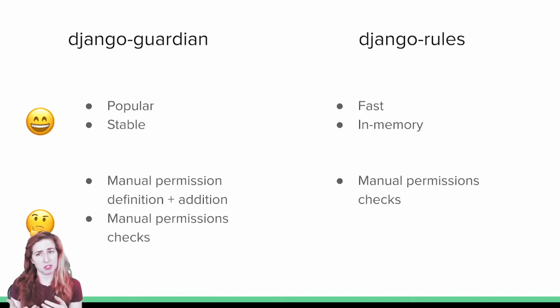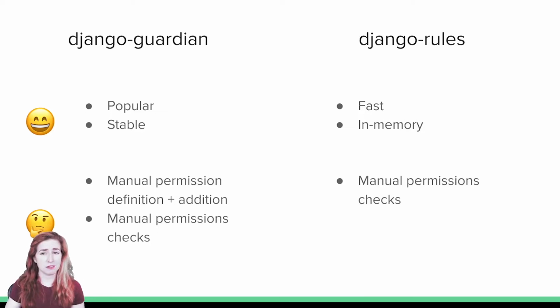Similarly, to check permissions, you would explicitly check in the code: does Alice have eat cake permission on Bob's cake? Yes, all right, let her eat cake. It's popular, it's been around, it's stable, but you have to do these manual permission definitions and checking. And I wanted something that was more automatic.